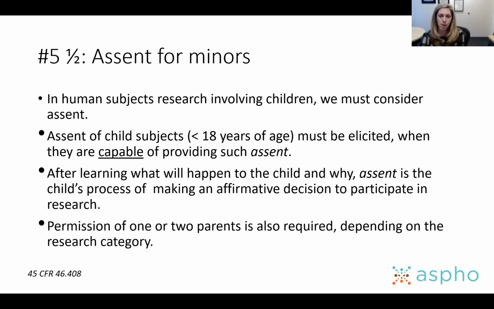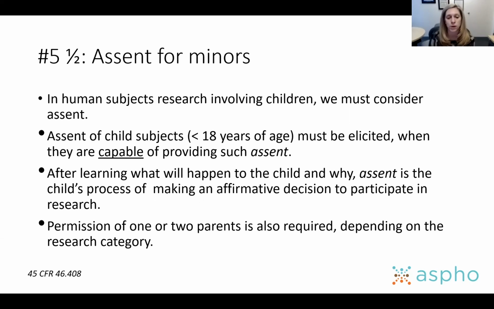I do want to mention, although the JAMA article does not include assent, I included it here as a sort of sneak attack, number 5.5, because when we take care of minors, people who are less than 18, we need to think about assent. Human subjects research involving children necessarily requires us to make plans for assent, which is how pediatric subjects, those who are less than 18, come to participate in clinical trials. Assent must be elicited if the child is capable of providing assent. So after learning what will happen to the child and why, assent is the child's process of making an affirmative decision to participate in the research.